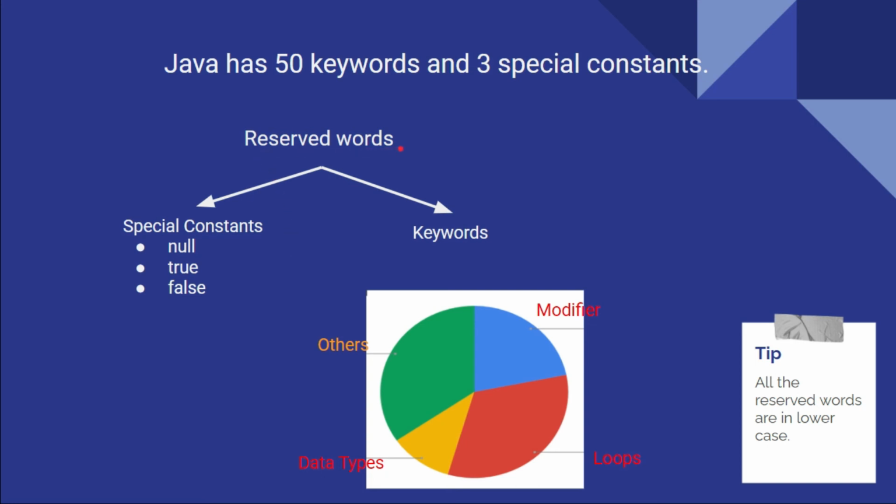Reserved words are of two types: special constants and keywords. The 3 special constants are null, true, and false. And there are 50 keywords including modifiers, loops, data types, and other types. And remember, all the reserved words are written in lowercase.